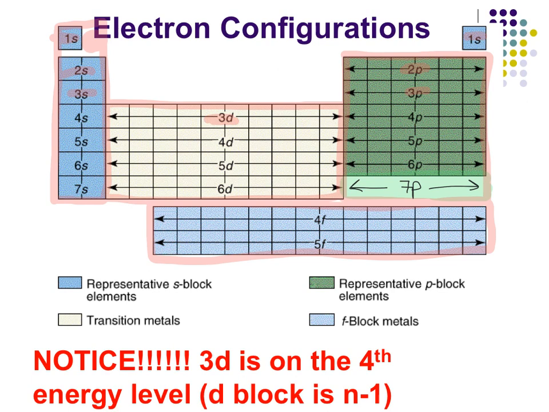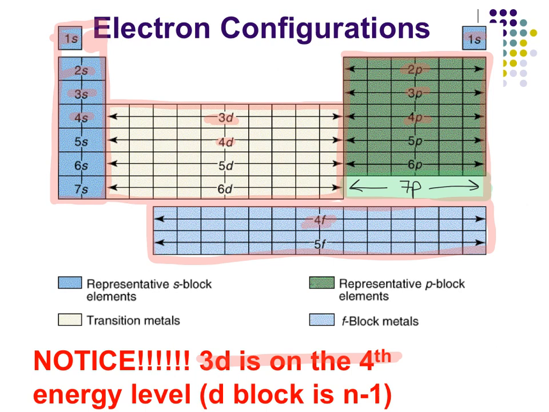This does create a complication for the shortcut, because notice how it's not in line. If you go from 4s, you have to drop down to 3d. So notice that the 3d orbital is on the 4th energy level. So it's going to be a little tricky when we start actually writing the configurations. On that same token, the F block starts at 4, since the 4th energy level is the first one that can have 4 shapes. So that means I should have a 4s, a 4p, a 4d, and a 4f.